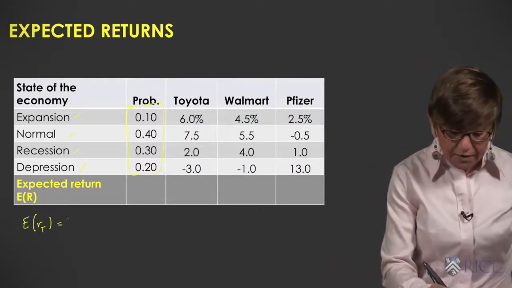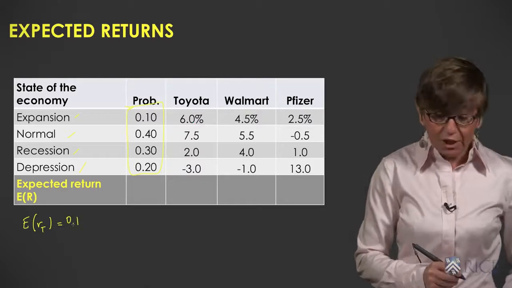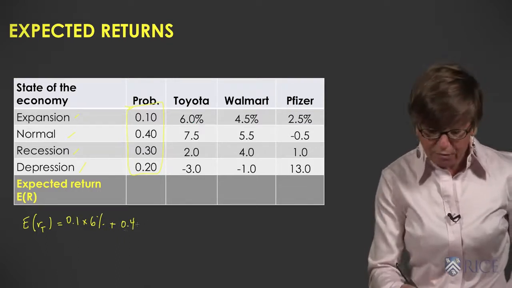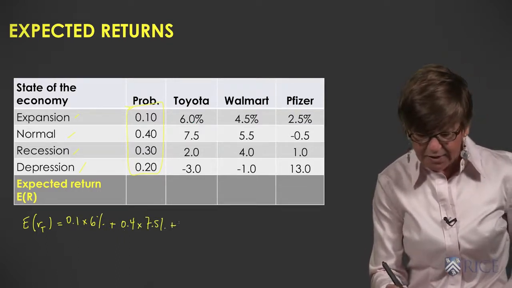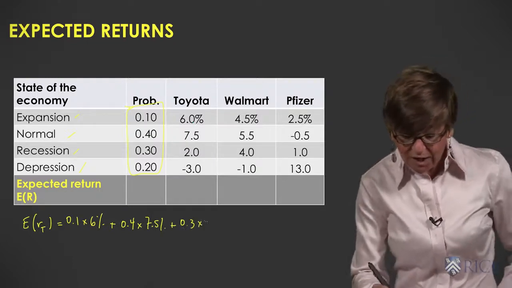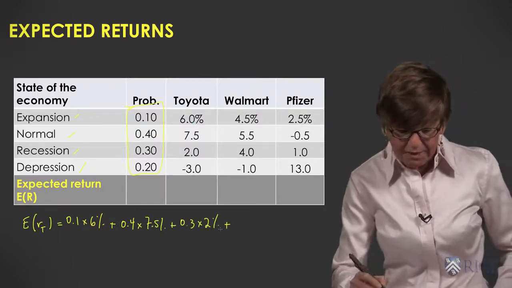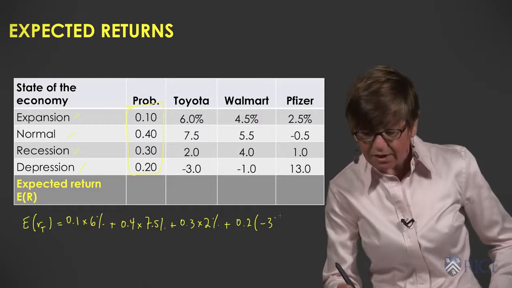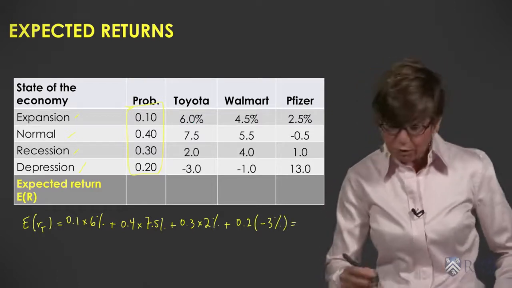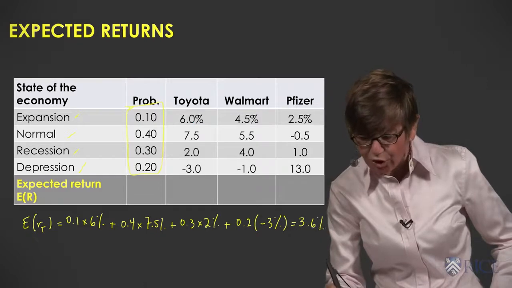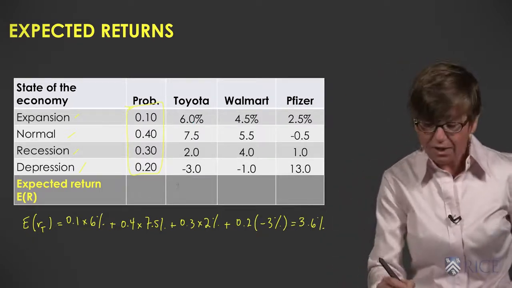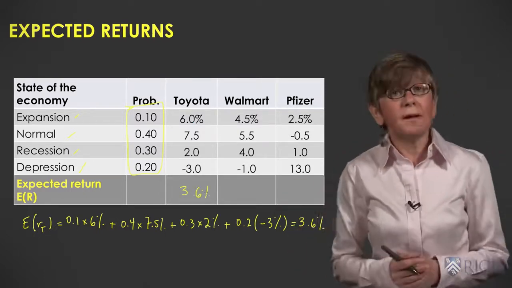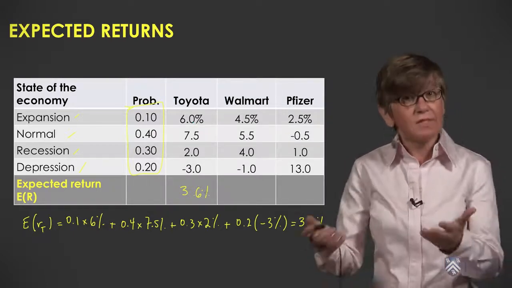So it's going to be 10% probability of expansion times the return in that state, plus 40% probability of normal times times the return in that state, plus 30% probability of recession times the return in that state, finally plus 20% probability of being in a depression times the return in that state. And if you computed all that, you would find that the expected return for Toyota, given this probability distribution and these possible outcomes, is going to be 3.6%. You can find the expected return for Walmart and Pfizer similarly.